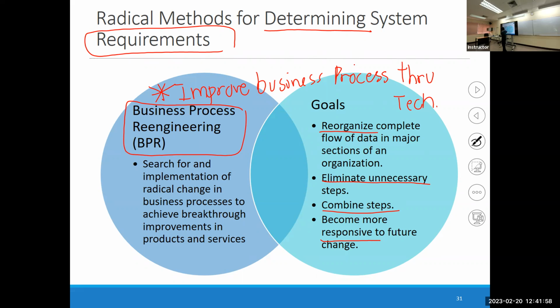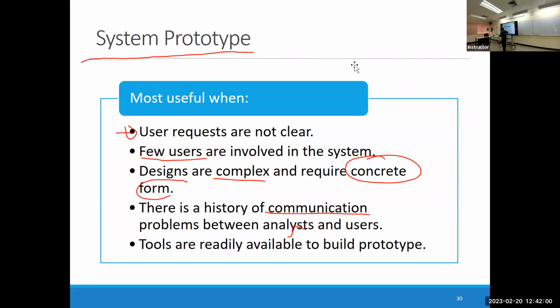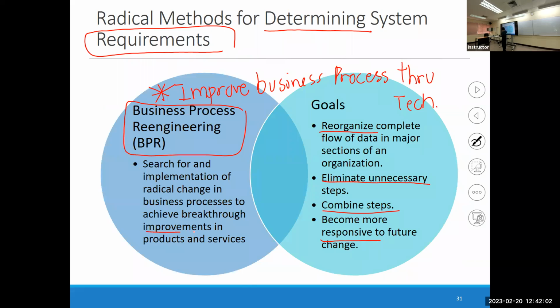That is the way we say it is the re-engineering, because we want to make an improvement to the process for better service and better products.